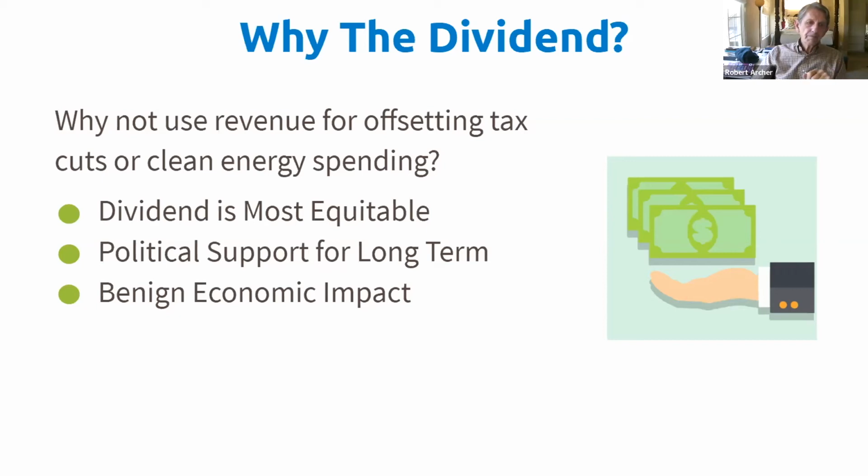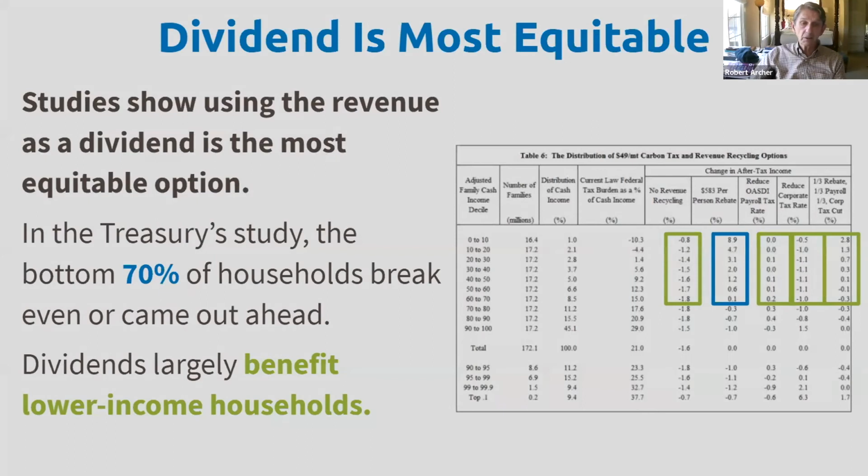Now, as I said, the dividend is the most equitable use of revenues. This next chart is from the Office of Tax Analysis at the Department of Treasury. Very serious group. And basically the bottom 2/3 of households generally break even or come out ahead. That is, the dividend equals or exceeds the increased cost of energies and products. The lower the household income, the more the disproportionate benefit they receive.